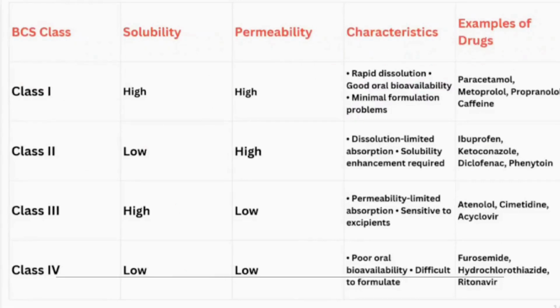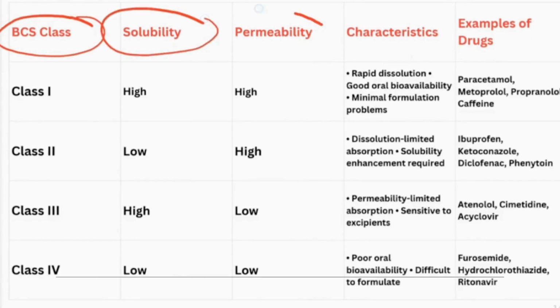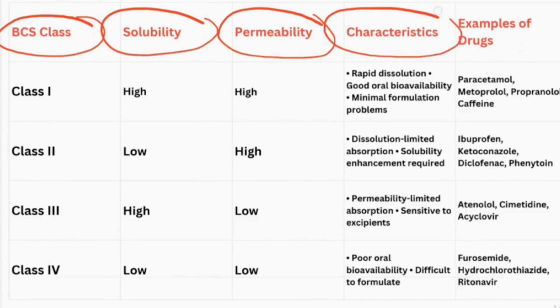This table contains a total summary of the video. In the first column you can see the BCS class, solubility, permeability, other characteristics and examples of the drugs. Like Class 1, here the solubility is high and permeability is also high. If the gastric emptying time is not proper, then there is decreased absorption, but this is a very rare case. Examples for this category are paracetamol, metoprolol, propranolol and caffeine.